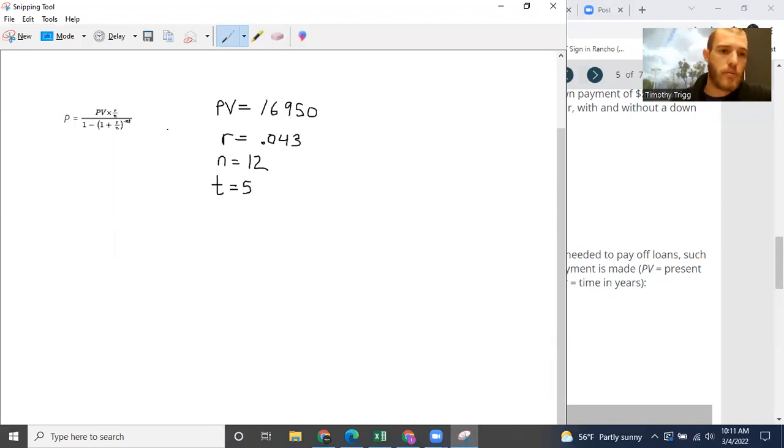So we're going to use these values in this formula to figure out how much she's paying every month in this case. So let's go ahead and use the formula. We're going to replace these variables here with these values here. So PV, that's 16,950. And we're going to multiply by R over N. So our R is 0.043 over 12. Okay. In the denominator, we have 1 minus parentheses 1 plus R over N. So that's the same as here, 0.043 over 12.